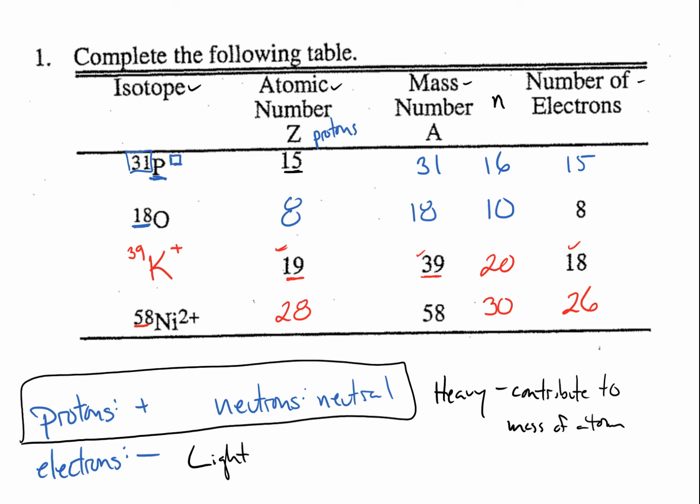The key takeaways here: protons and neutrons are heavy, protons and electrons contribute to charge, each atom has a specific number of protons, and that's determined by the atomic number. However, you can have multiple atoms of the same element with different masses. For instance, we have here the 18O isotope, but there's also a 16O isotope and a 17O isotope. They don't differ in their protons, they differ in the number of neutrons.